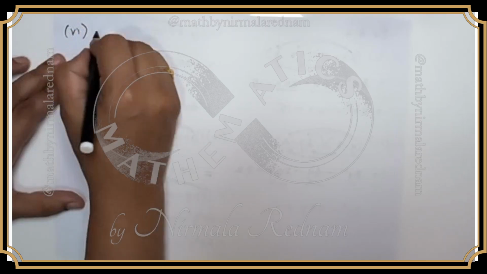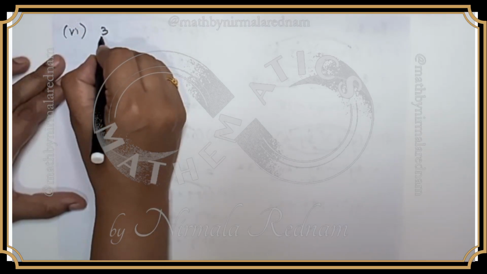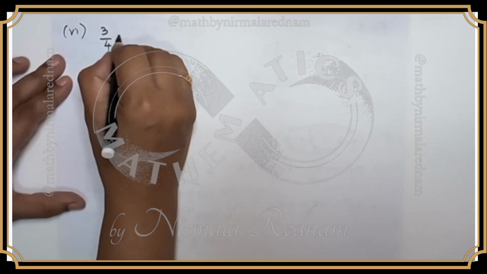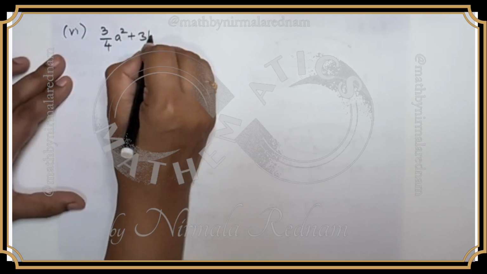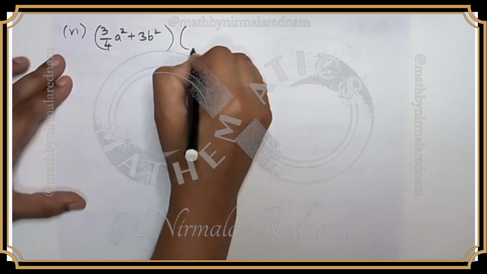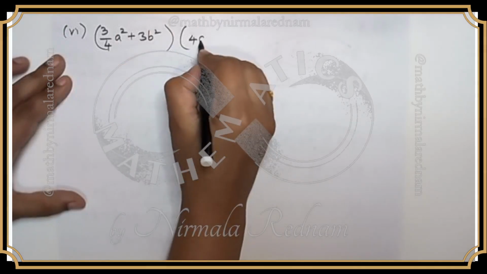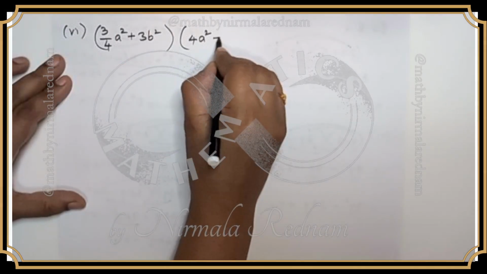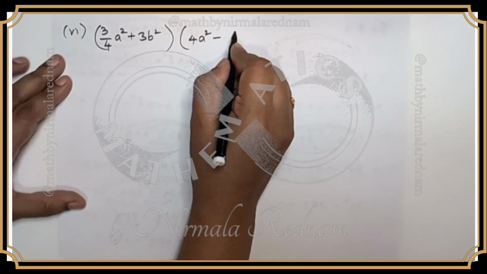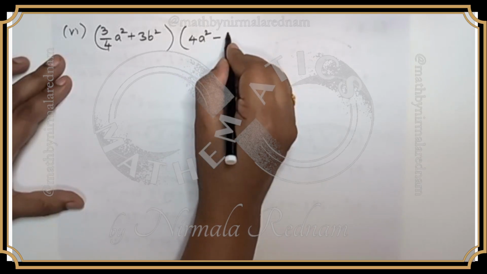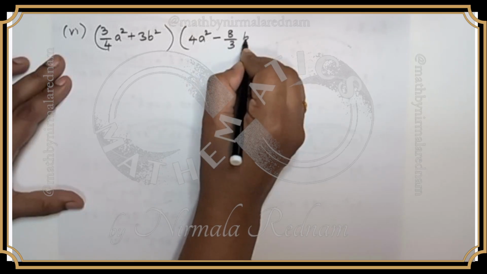Sixth question. 3 by 4a square plus 3b square into 4, where the 4 is outside the bracket. I'm going to take it inside the bracket. That means I have to multiply each term inside the bracket with 4. So that makes it 4a square minus 8 by 3b square.